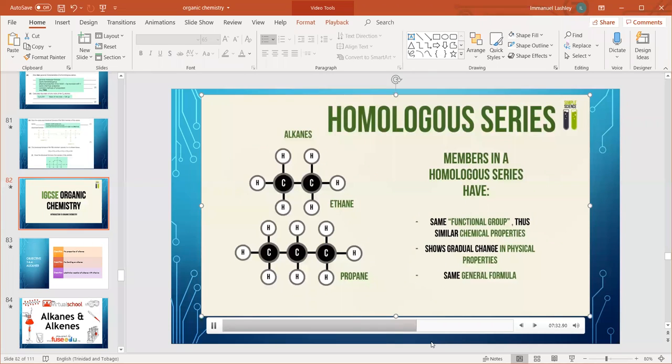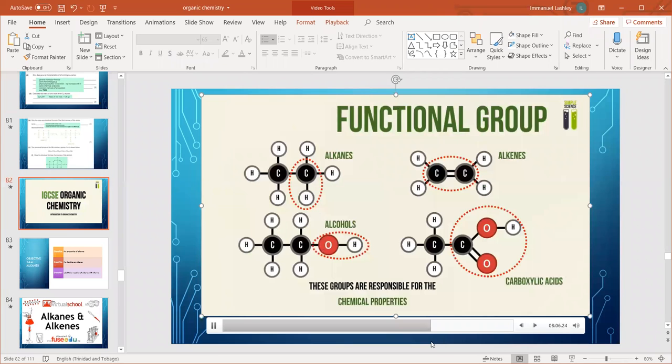Next, they will show a gradual change in physical properties, which in other words means that members in a homologous series will have very similar physical properties, but they will only differ by the number of carbon atoms in their chain. Of course, I will mention these examples in much more detail when I make a video about each homologous series later on. And they will have the same general formula, which is basically a formula used to symbolically describe any organic compound within a homologous series.